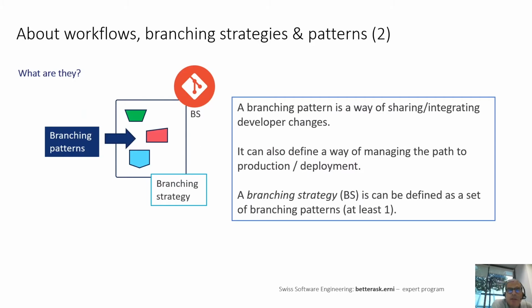And more concepts. What is a branching pattern? A branching pattern is a way of sharing or integrating developer changes. It can also be defined as a way of managing the path to production or deployment. So it's for handling these kinds of things. And a branching strategy can be defined as a set of branching patterns. It's more or less a definition, okay? At least one of them, or maybe 2 or 3. We will see them in detail. So we have on top the Git workflow, then we have the branching strategy, and finally we have the branching patterns. This session will focus mainly on the branching patterns in the end, okay?